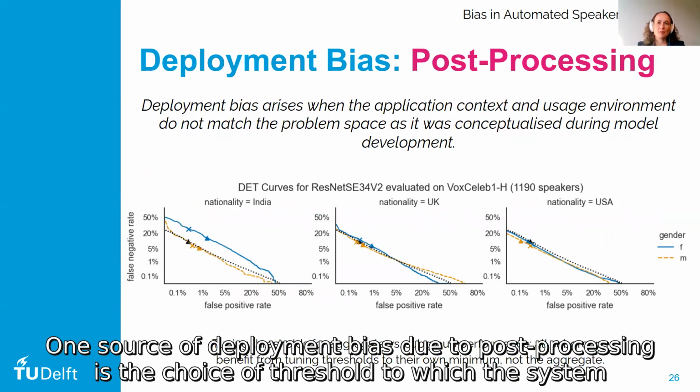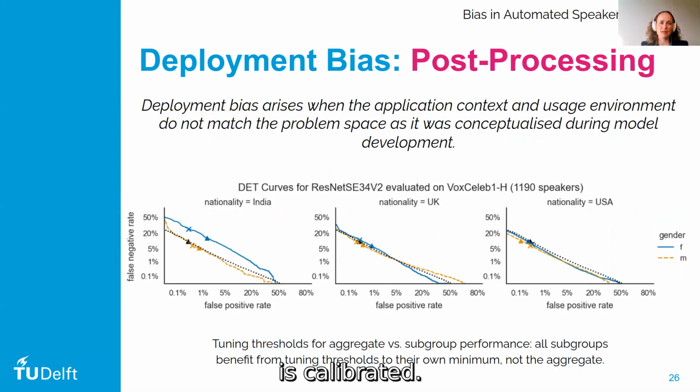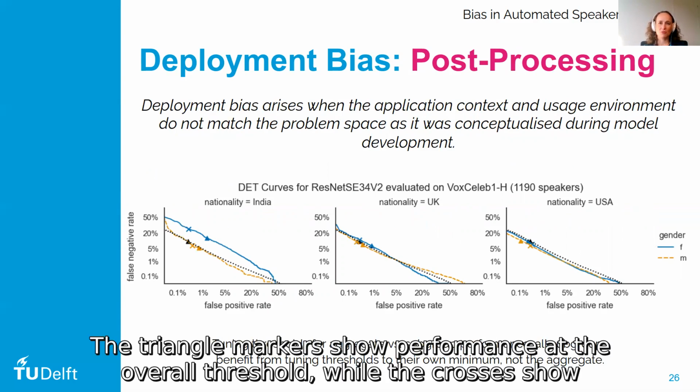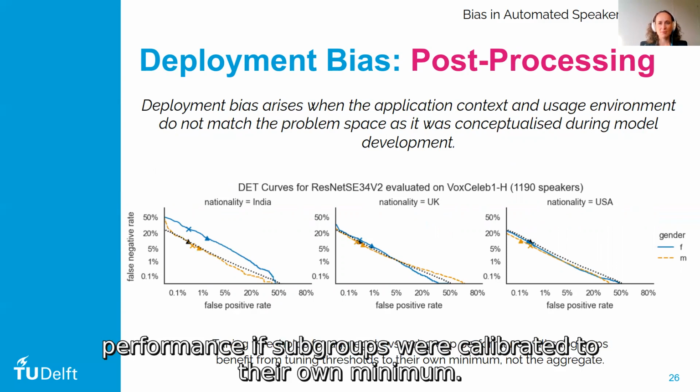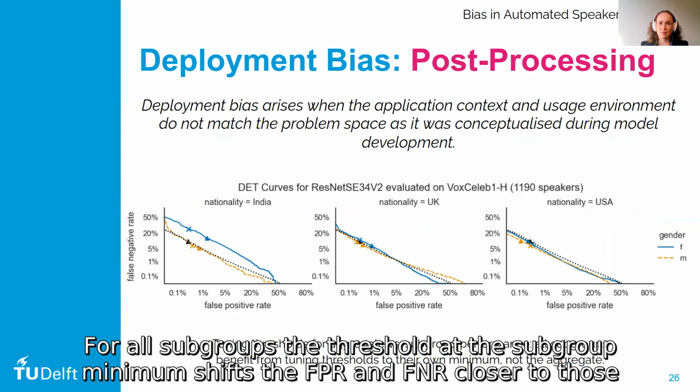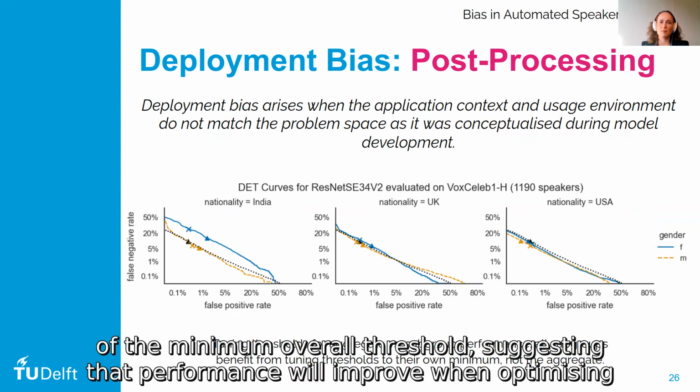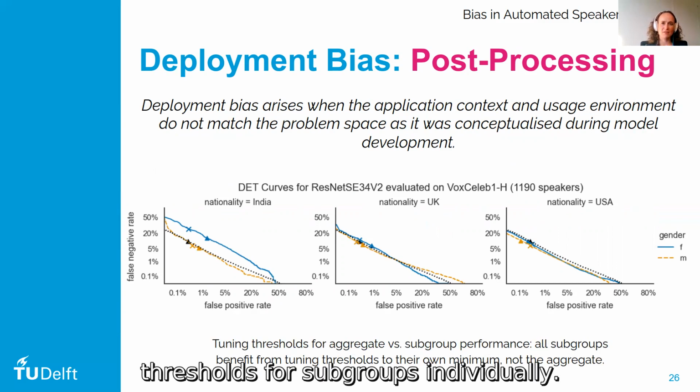One source of deployment bias due to post-processing is the choice of threshold to which the system is calibrated. The triangle markers show performance at the overall threshold, while the crosses show performance if subgroups were calibrated to their own minimum. Here, for all subgroups, the threshold at the subgroup minimum shifts the false positive rate and false negative rate closer to those of the minimum overall threshold, suggesting that performance will improve when optimizing thresholds for subgroups individually.